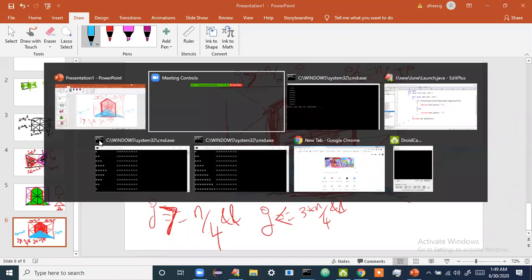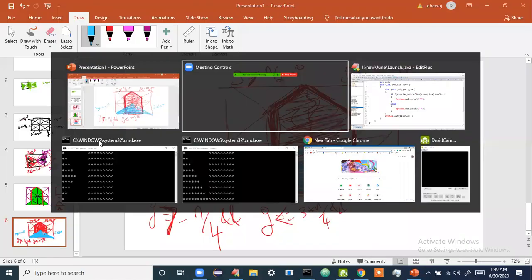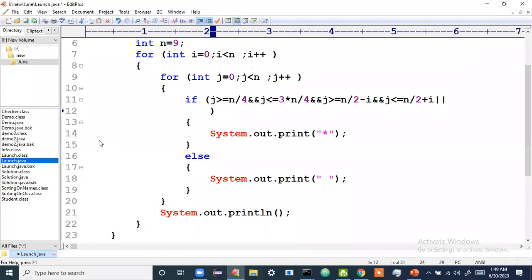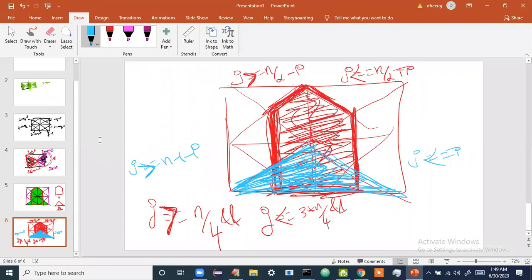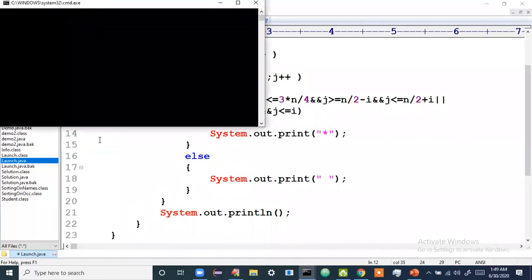So what I have to tell now is, this pattern, whatever you're seeing, it is completed. So which operator? Or operator. How to use or operator. Then how to write this equation? J is greater than or equals to n minus 1 minus I. And j is less than or equals to I. So when I write like this, let's see.